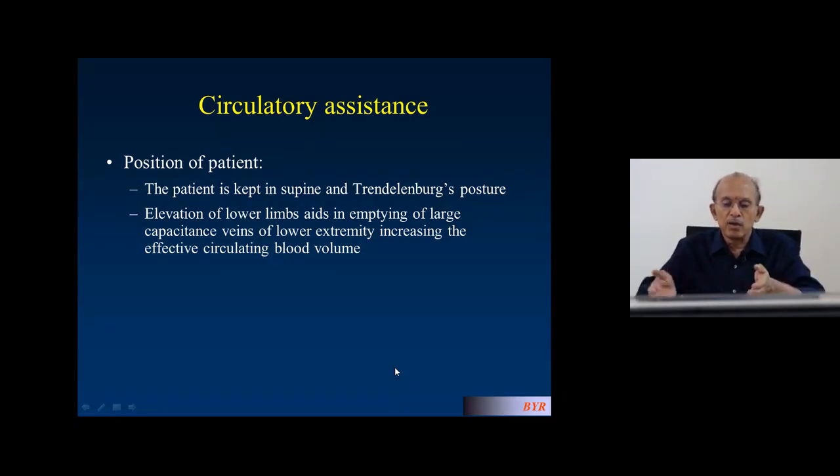Then one or two fellows should go to the leg side and keep the legs elevated, the lower limbs elevated. That will empty the capacitant veins. We have seen that about 60 to 70% of blood volume is stored in the capacitant veins. So once you elevate the limbs, they get emptied and the venous return to the heart suddenly resumes to the normal level and the patient's shock will recover. So this you must always do. Okay. So position of the patient: the patient is kept in supine position with limbs elevated.